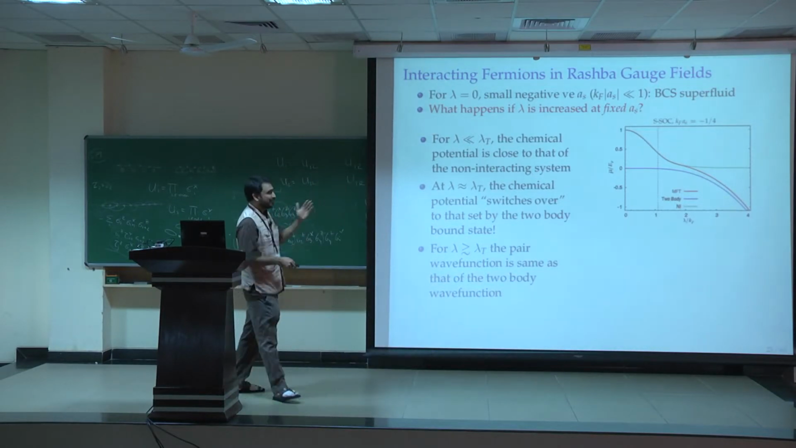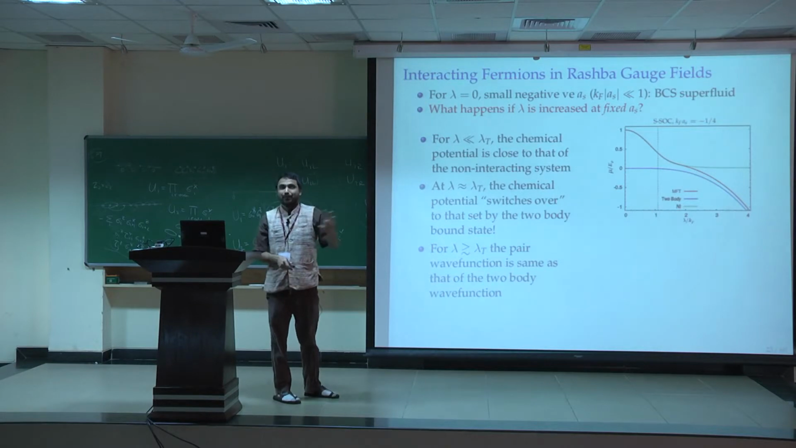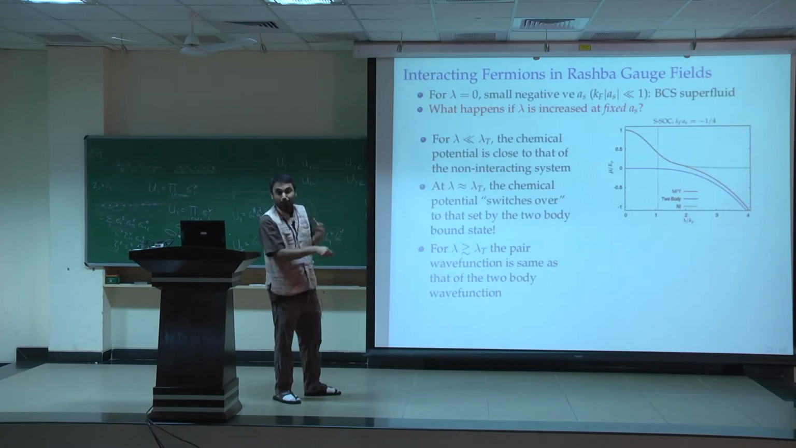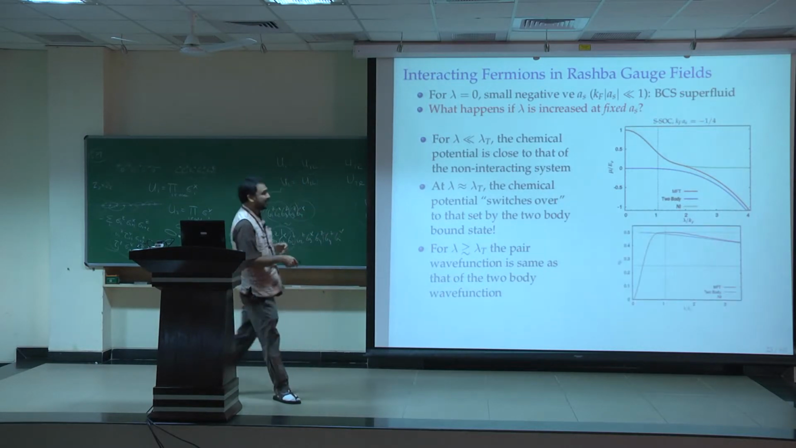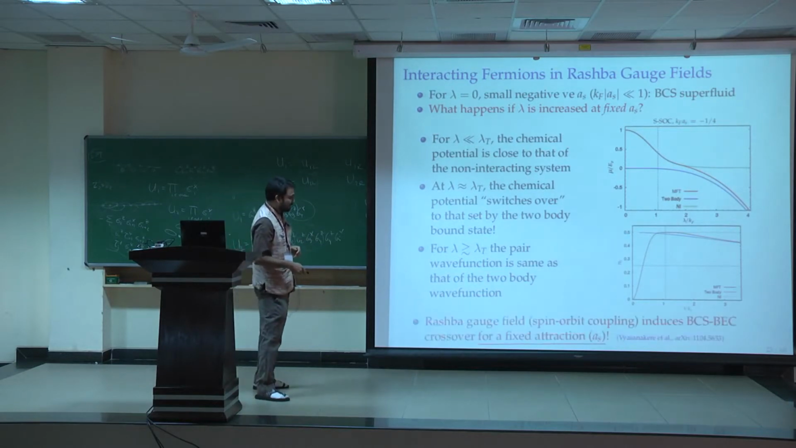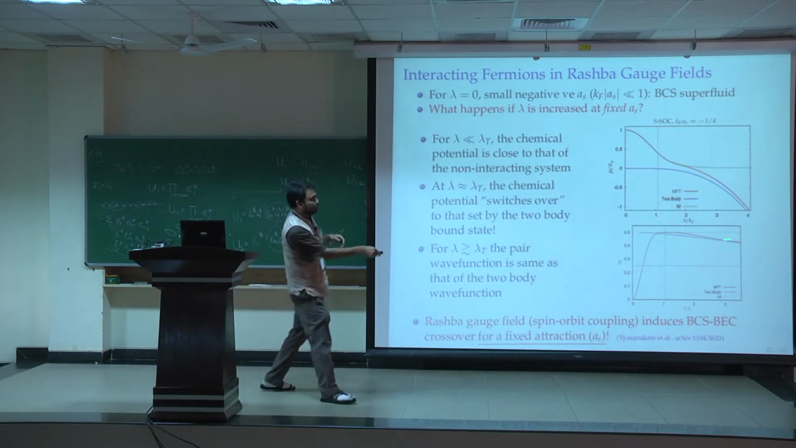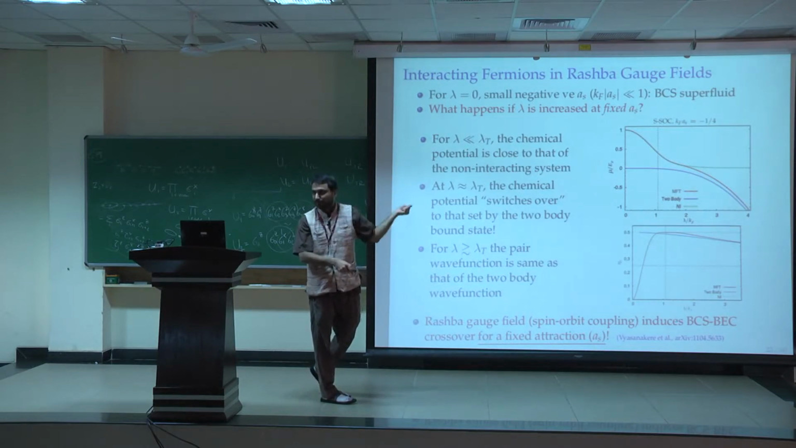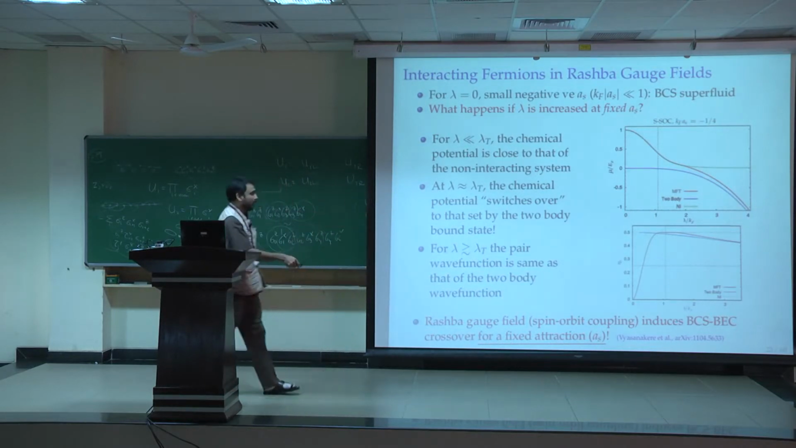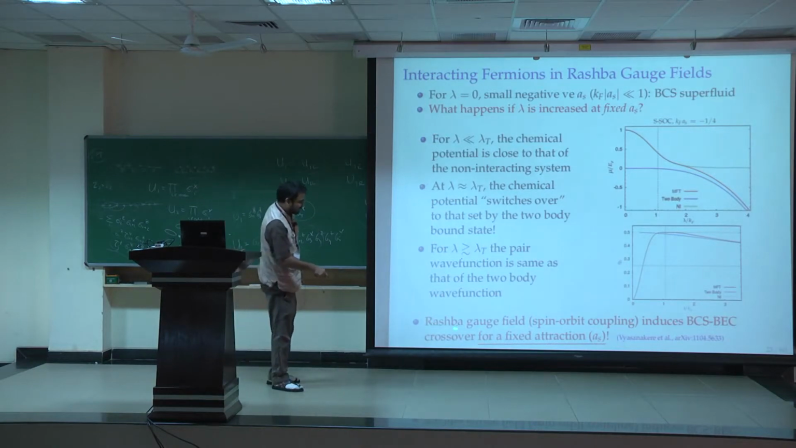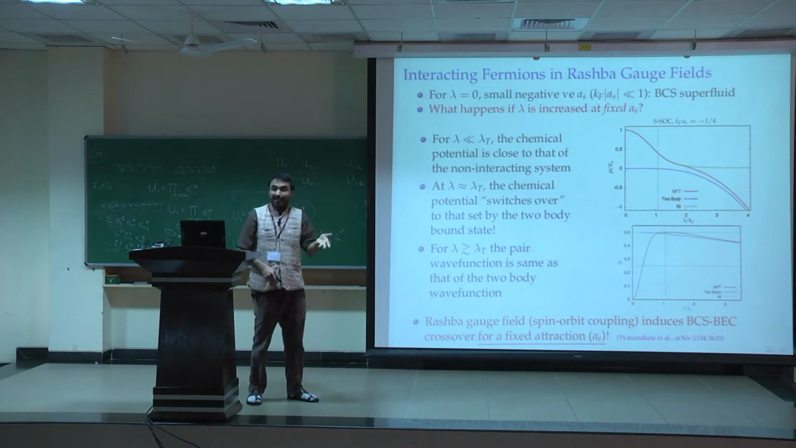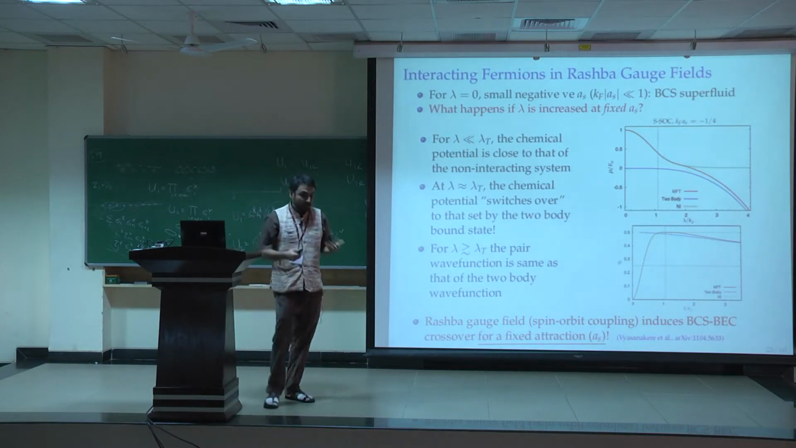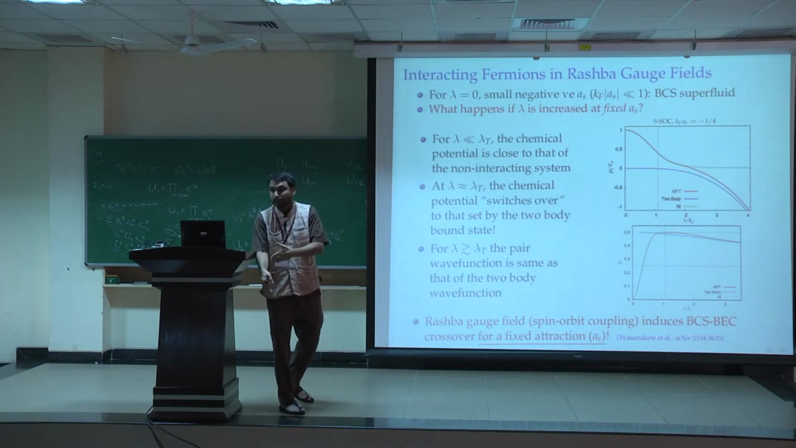So what this means is that there's some kind of crossover from a BCS-like state to a BEC-like state. That's the message here. And we can of course look at the wave function of this Cooper pair and actually match it precisely with the wave function of the two-particle bound state and so on. The message is that this gauge field or spin-orbit coupling, when you increase it at a fixed attractive interaction, actually produces a BCS to BEC crossover.